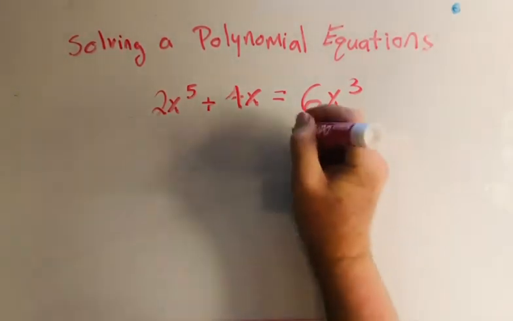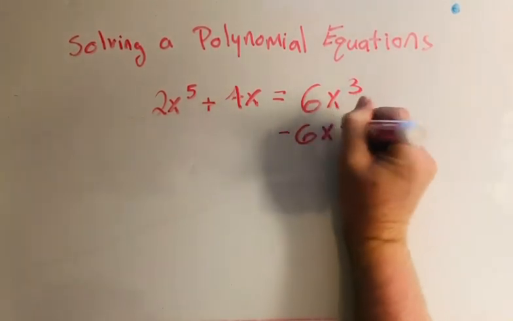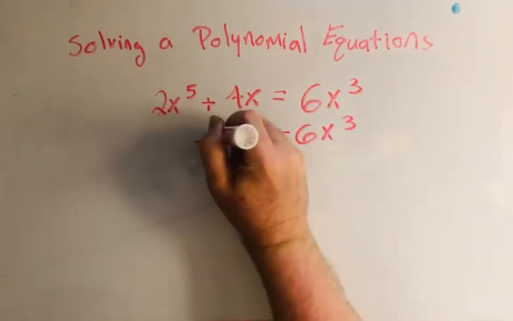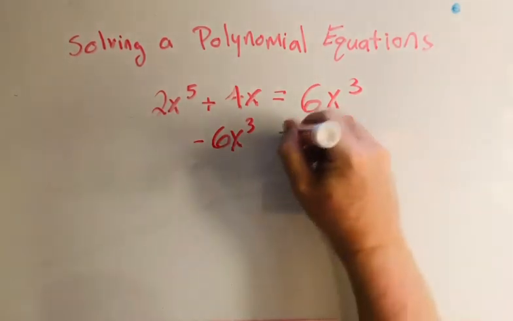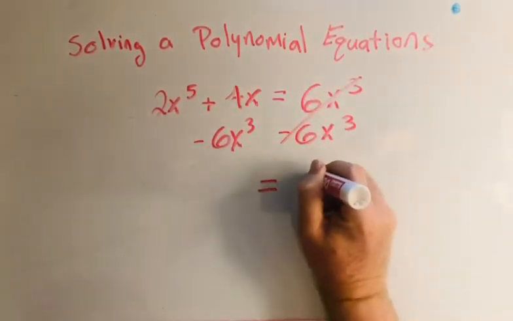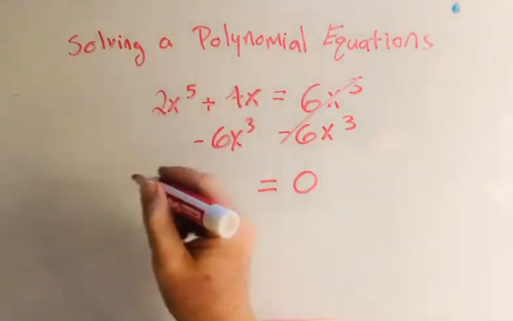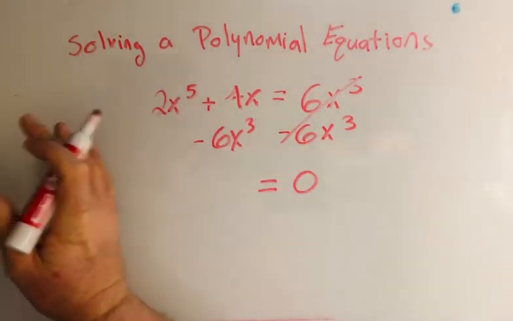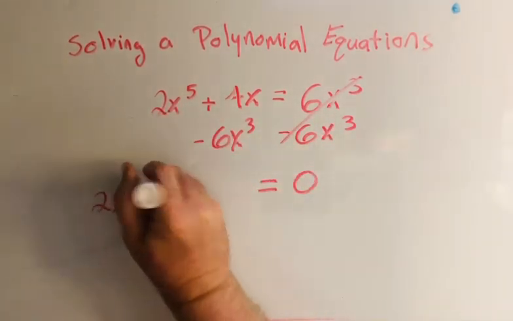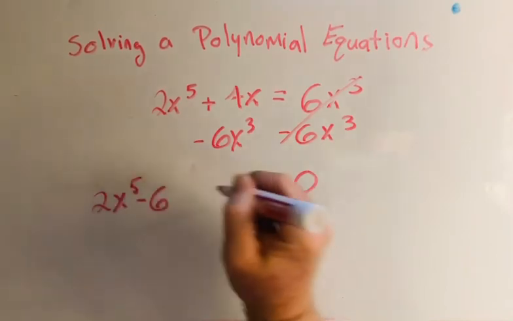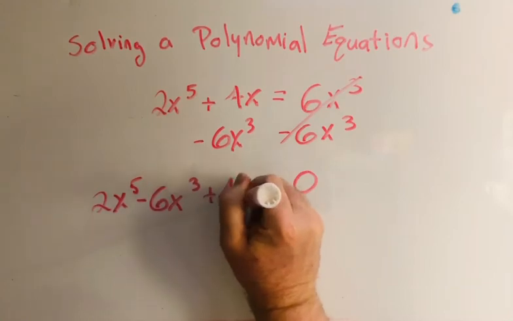The way I do that is I'm going to first subtract 6x to the third. On this side I'll have a minus 6x to the third, so those cancel. It's now set equal to 0. Well, I want to put these in order from highest power to lowest power. So I will do 2x to the fifth minus 6x to the third plus 4x.